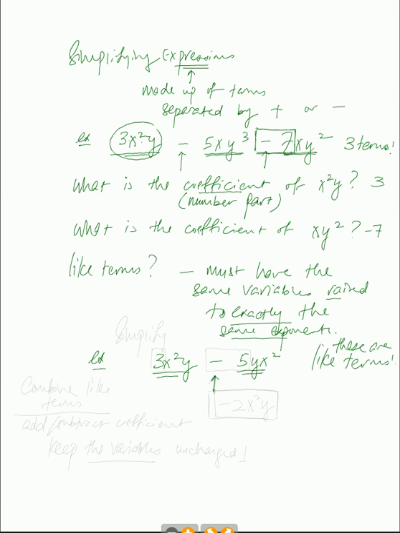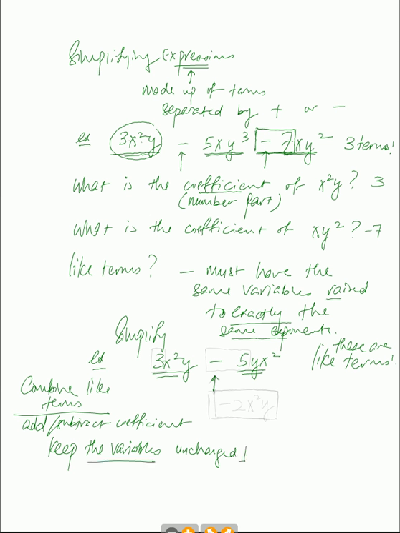When they are like terms, what we can do is simplify. When we say simplify, what we really mean is to combine like terms. The method to combine like terms is you will add or subtract the coefficient portion, that means the number portion, but very important, you must keep the variables unchanged. This is important.